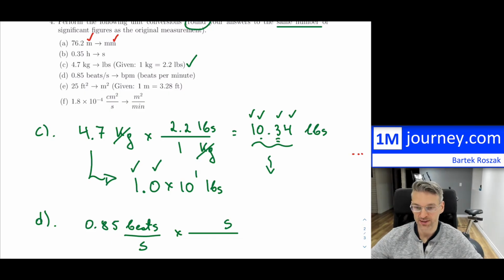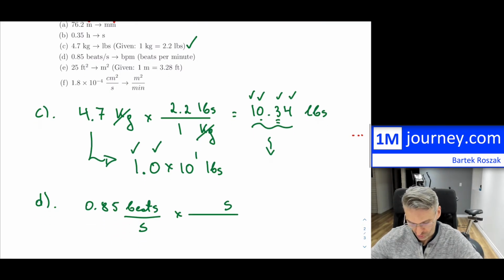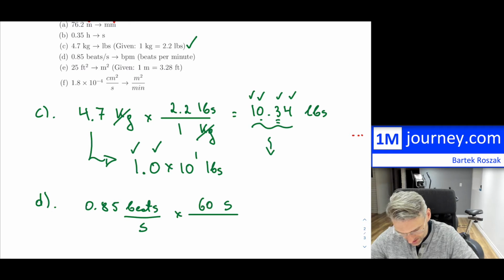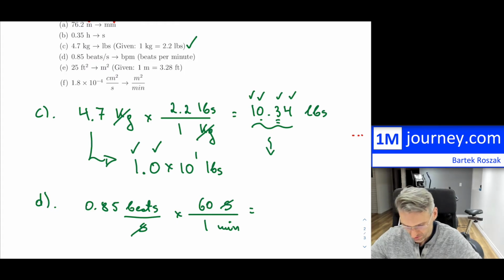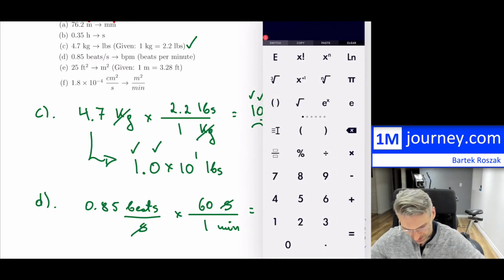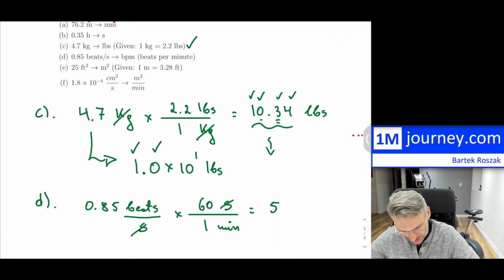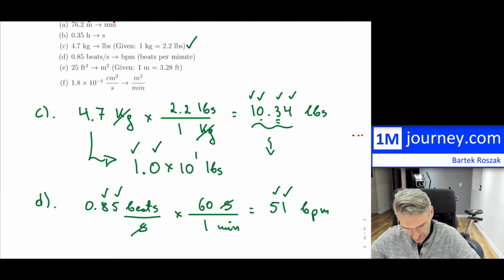Now the seconds are in the denominator, so I'll put it in the numerator to cancel, and there's 60 seconds in every minute. And so that second is gone. Now it gives me minute, so it's beats per minute. I guess that's the heart rate, or frequency, that we have. This is going to be 0.85 times 60 equals 51. Oh, well, that's a great heart rate. 51 beats per minute. Okay, so two significant figures right there.